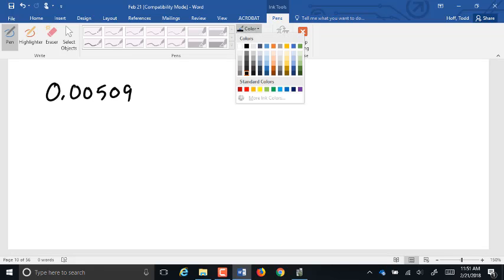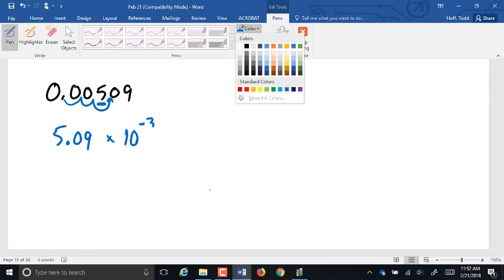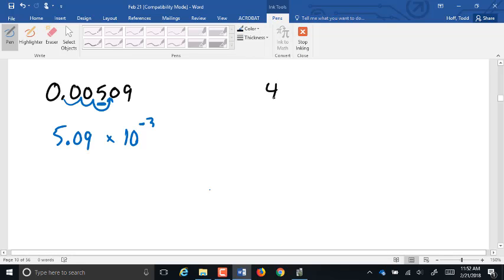So 0.00509, or 509 hundred-thousandths. Our first non-zero digit is the 5, so the focus is on the 5. We put our decimal point after the 5, so 5.09, and we name the place value. Well, the decimal point has to go 1, 2, 3 spots, so it's going to be 3 in the power. But this number is smaller than 1, so that is in the negative power of 10 place values. So that's 5.09 times 10 to the negative 3.